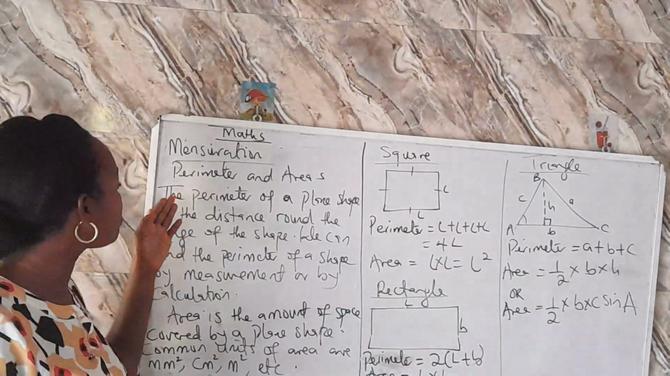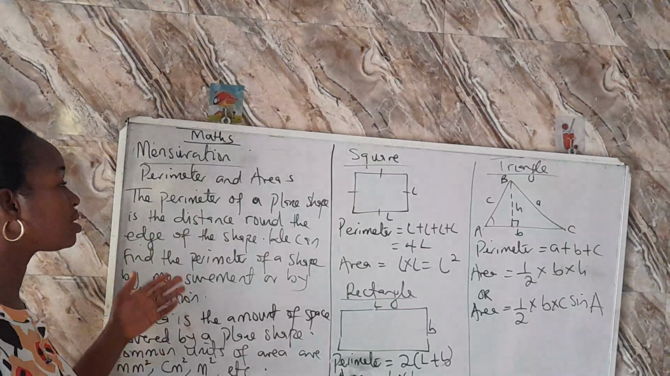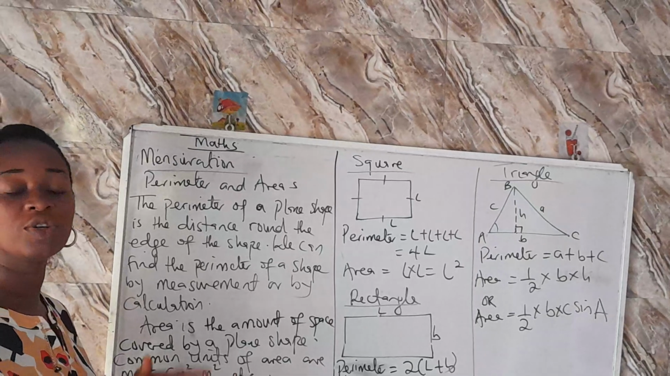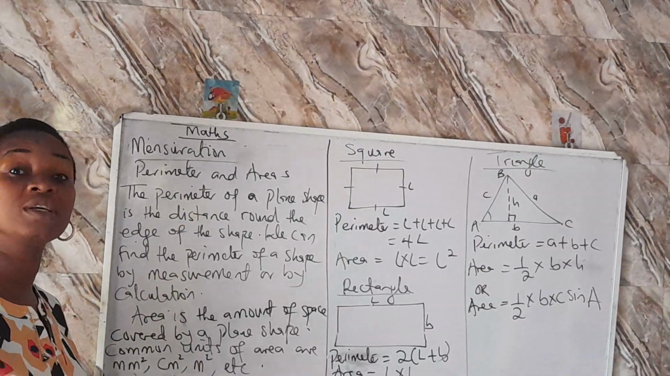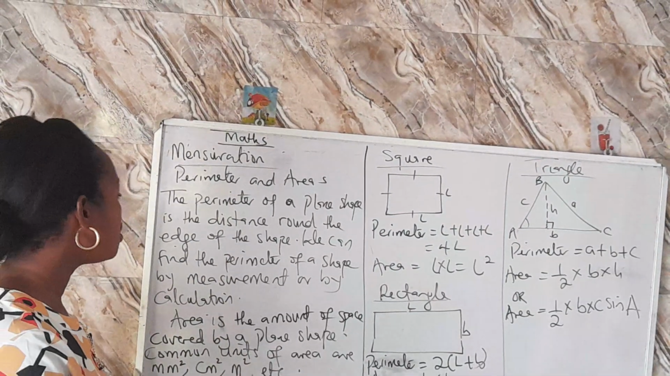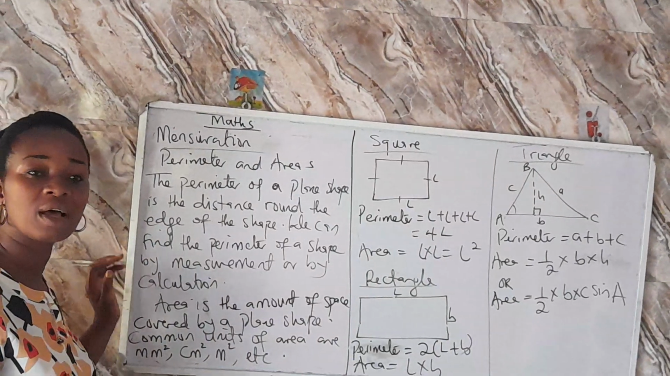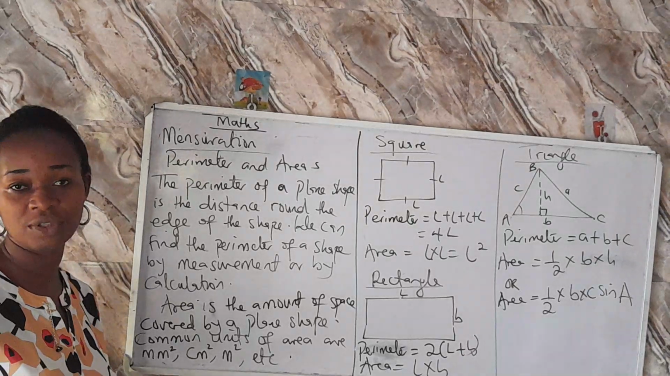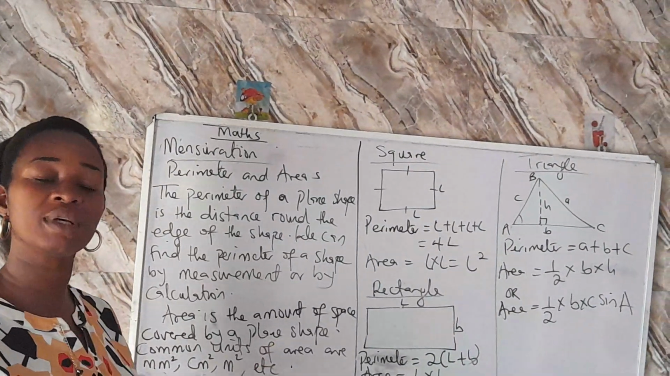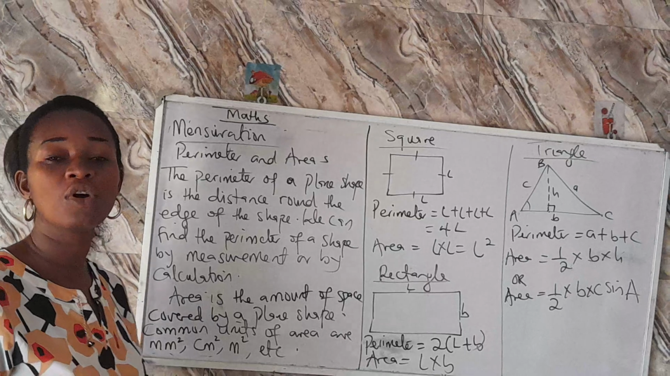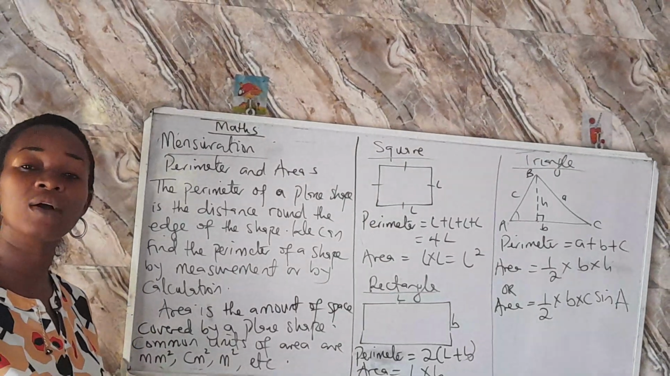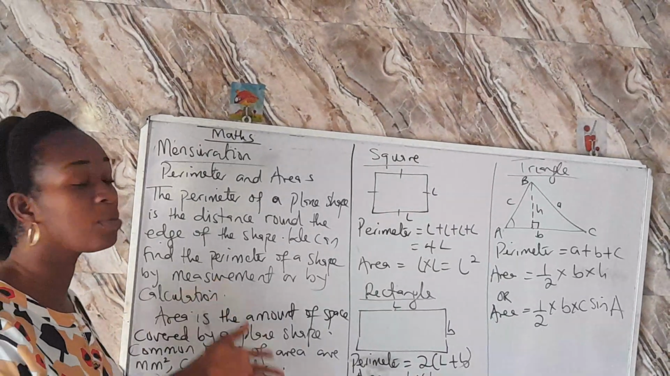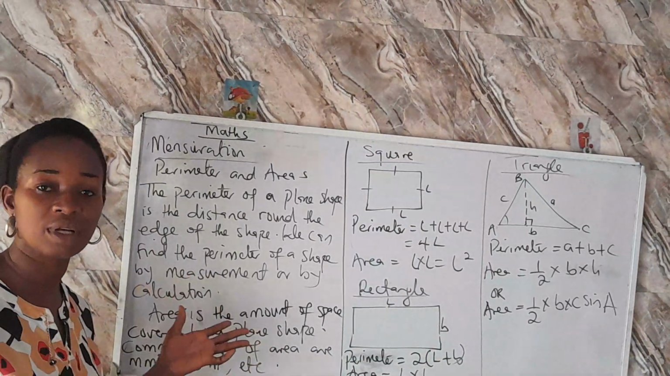Now we know the perimeter of a plane shape is the distance round the edge of the shape. So the distance around the edge of any shape is called the perimeter. So we can find this perimeter of any shape with what? Measurement or by calculations. So it's either you measure with a meter rule or whatever you have, or you find the perimeter by calculations. So we are going to give some examples. We are going to give you formulas that we can use in calculating perimeters.